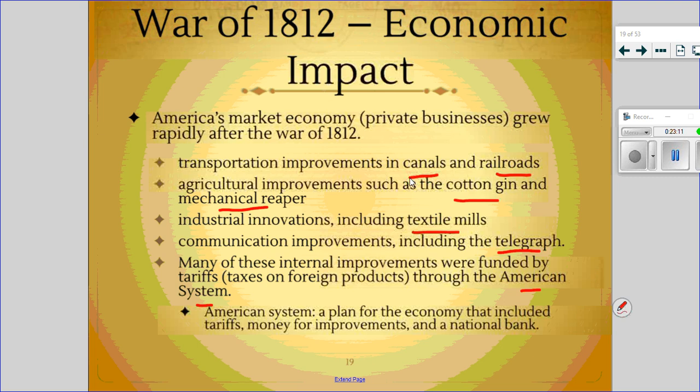It seems like it makes sense. If you tax foreign goods, you protect domestic industries. What ends up happening is it makes products more expensive, and a lot of times it initiates something called a trade war. More on that later. So the American system is a plan for the economy that included tariffs, money for improvements such as canals and railroads and telegraph lines, and a national bank.